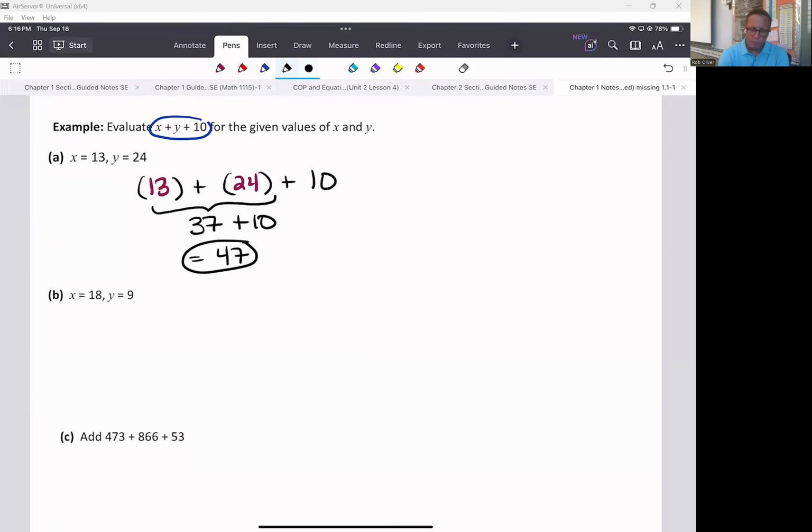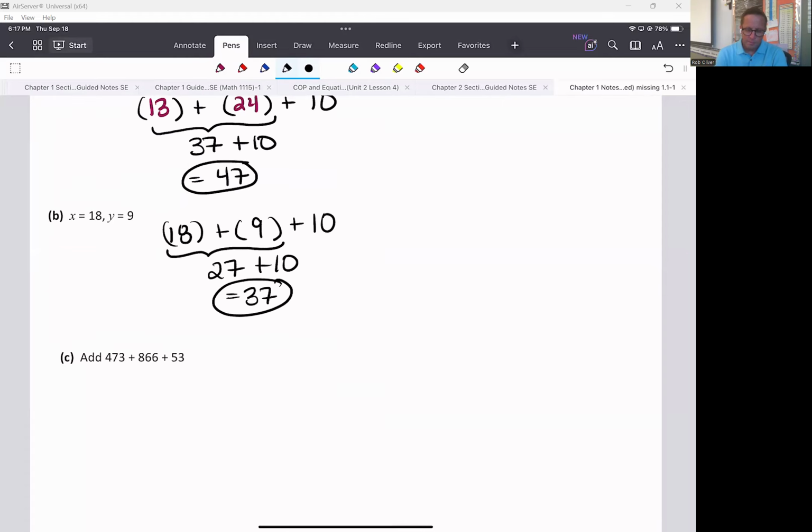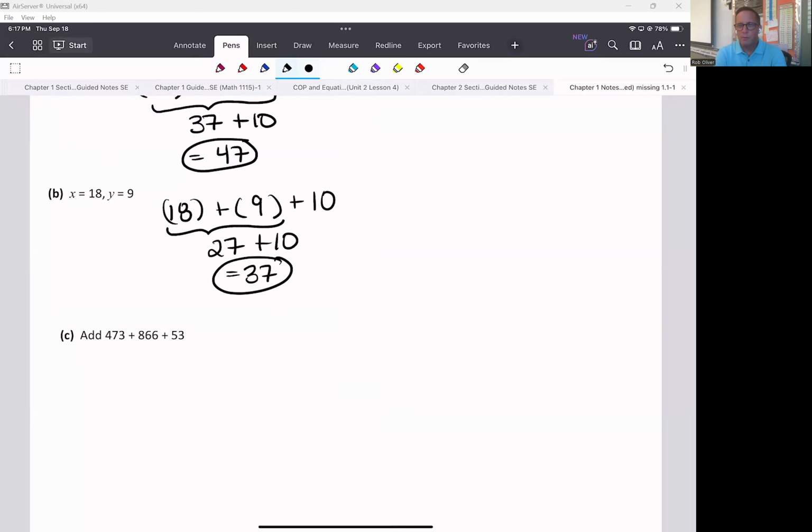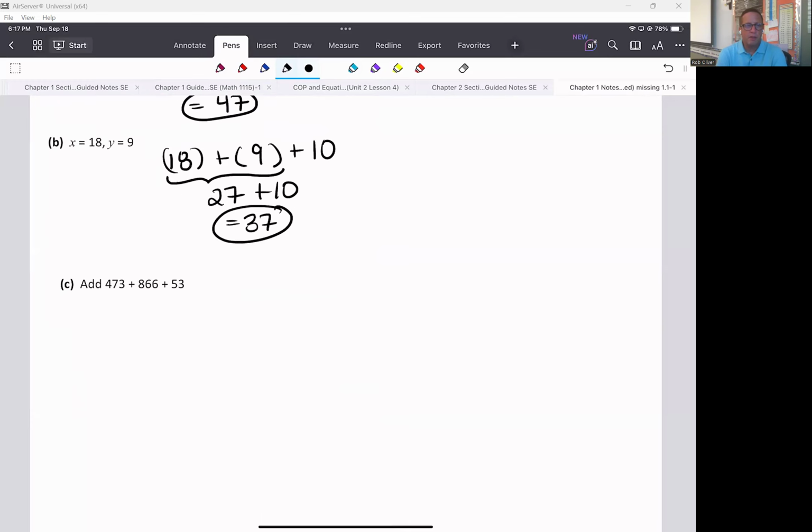All right, same thing. We're just going to evaluate here. We're going to put in 18, so 18 plus 9 plus 10. All right, 18 plus 9 is 27. 27 plus 10 is 37. See, that's pretty simple. Pretty simple stuff there.